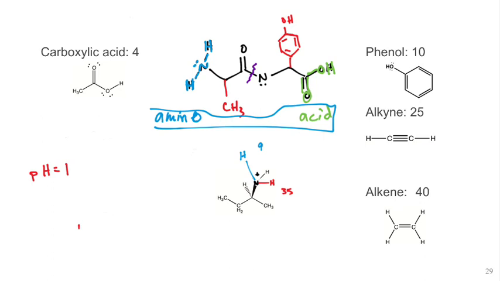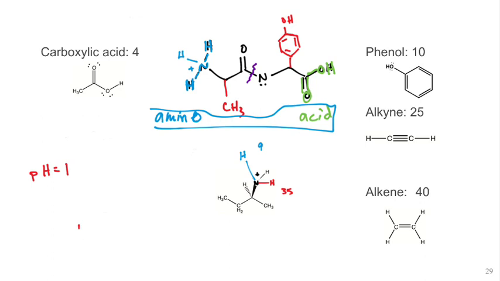This will act as a base, which means if I'm at a pH of 1, is this the correct drawing? No, it acted as a base. What does it do to act as a base? Define base. At a pH of 1, that nitrogen is positively charged.